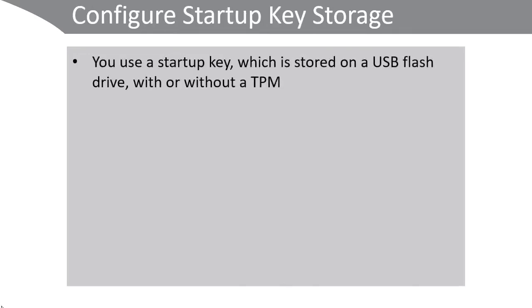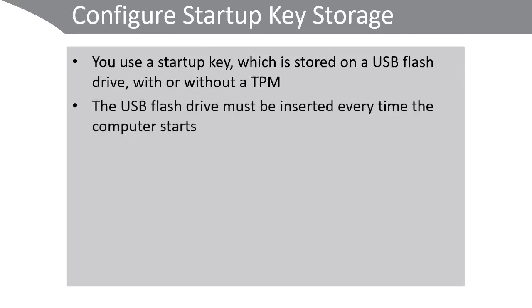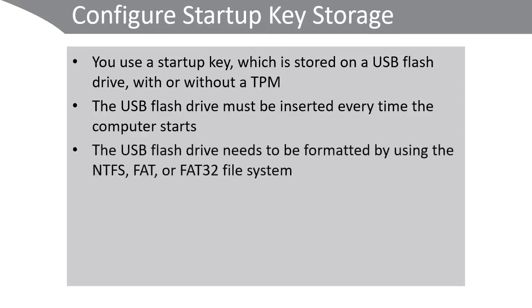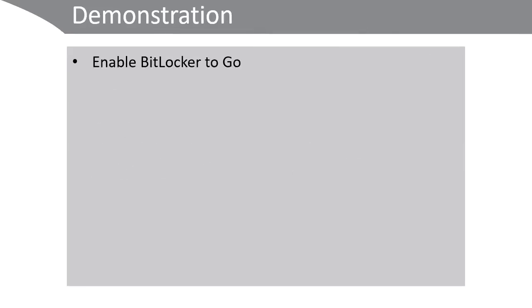You can use a startup key, which is stored on a USB flash drive with or without a TPM. The USB flash drive must be inserted every time the computer starts. The USB flash drive needs to be formatted by using NTFS, FAT or FAT32 file systems. In the demonstration, I'll show you how to enable BitLocker To Go.